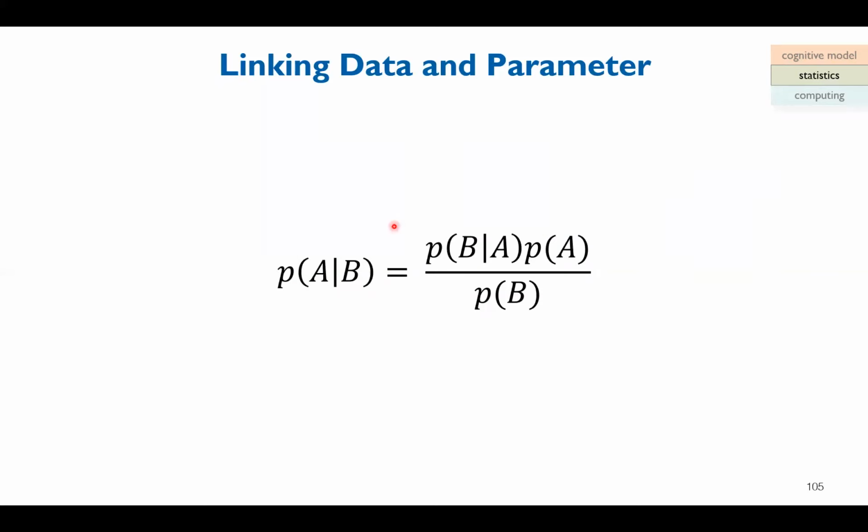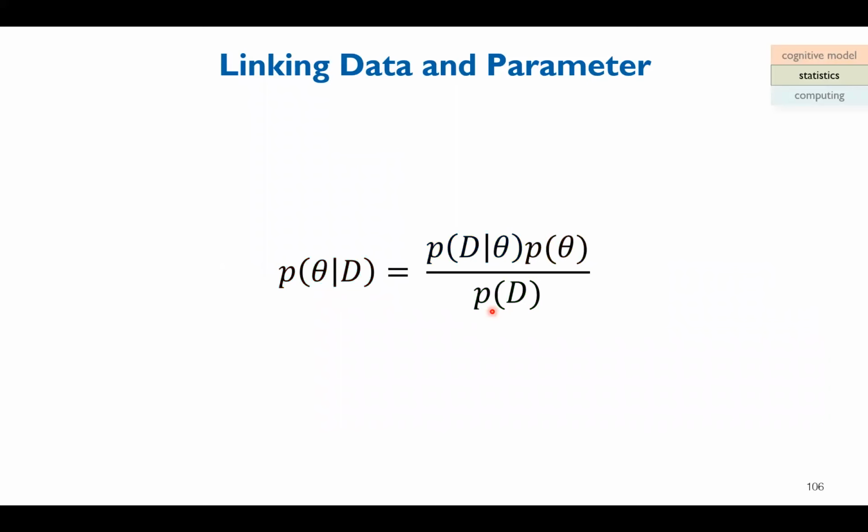A can be something else, B can be also something else. So what about just replacing A and B with something called theta and D? Then we could have the formula written like this. The shape is exactly the same, just that the letters are different now. But we can give some meanings to theta, and we can give some meanings to D.